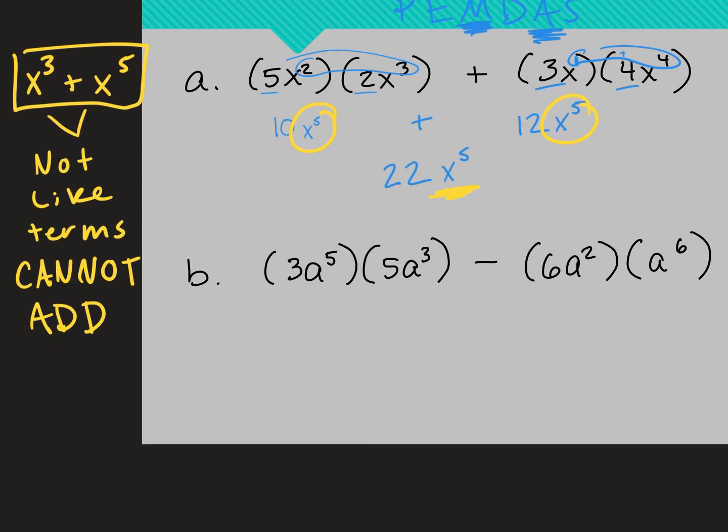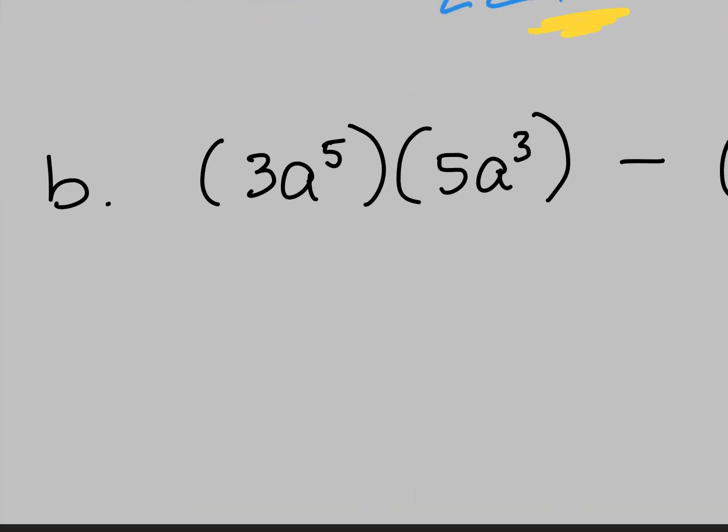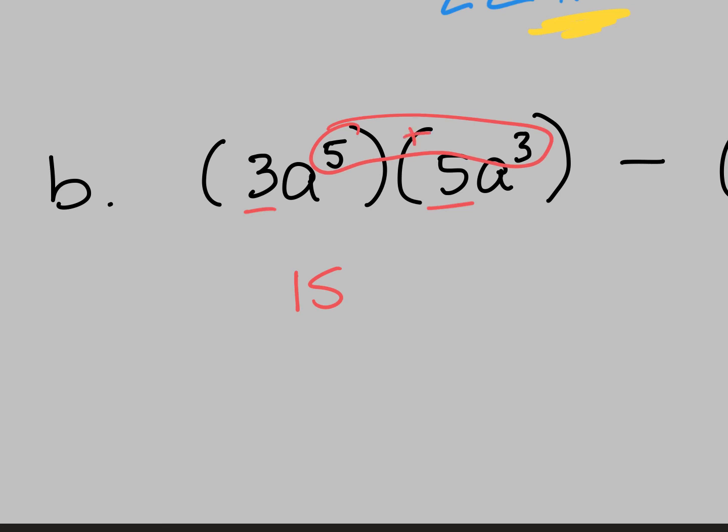All right, let's do B also. So what should I do first with B? Multiply 3 and 5. Perfect. I'm going to multiply, and I start with the numbers. So 3 times 5 is? 15. What would I do next? Add 5 and 3. Awesome. Add the exponents. So this would be a to what power? A to the 8th power.